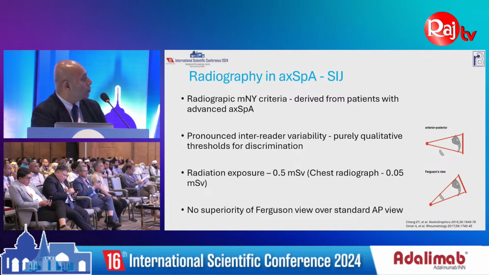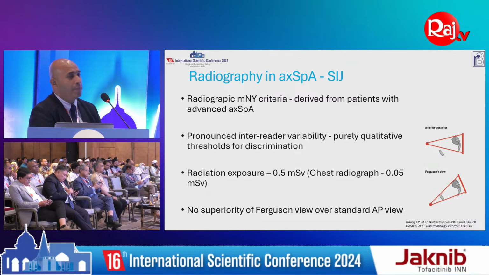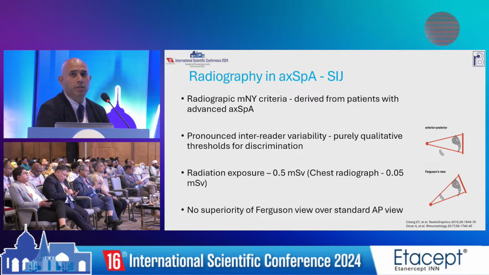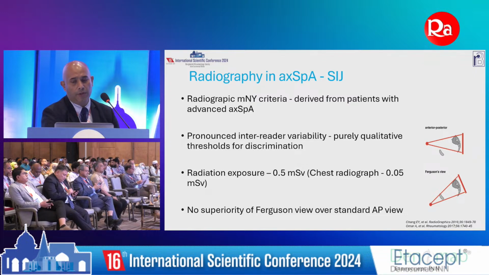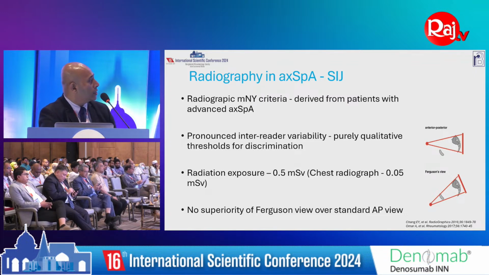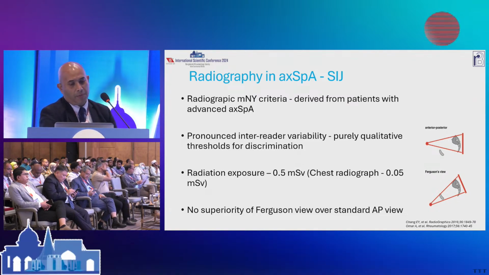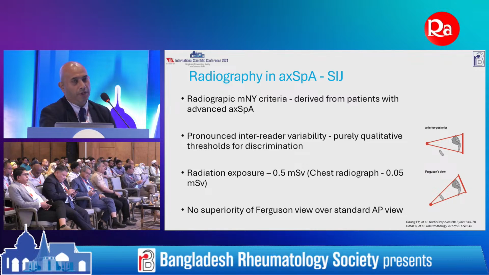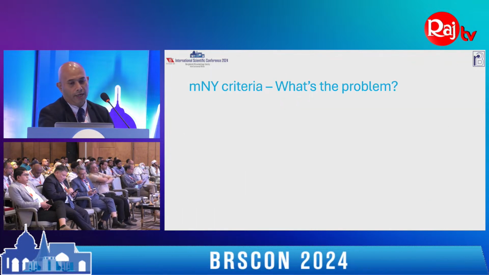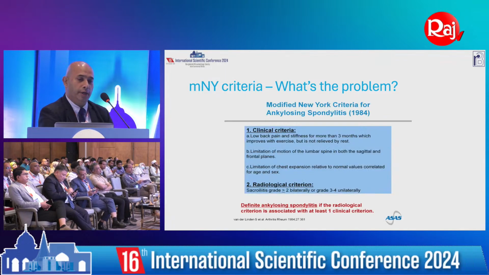Now, of the 2 views which we generally use, AP is by far the most commonly used, but there's something called the Ferguson view, which is an angulated approach because we know that the SI joint is angulated. But a couple of studies have shown that there's no superiority of this Ferguson view over the standard AP view. So what is the problem with modified New York criteria?